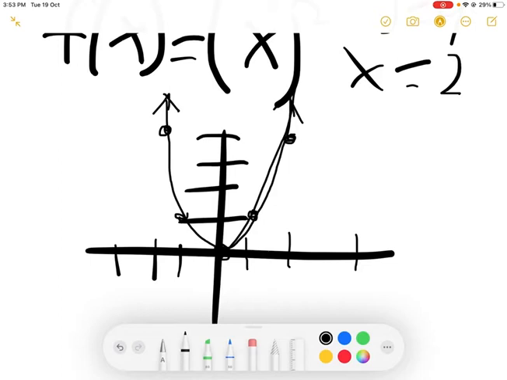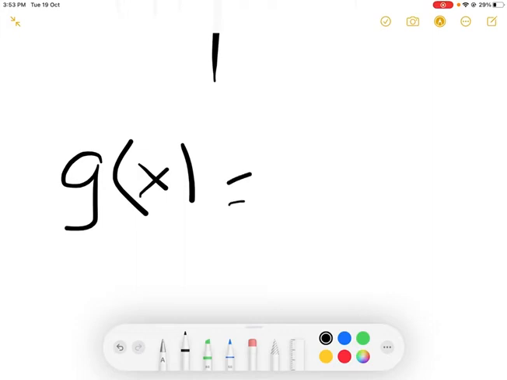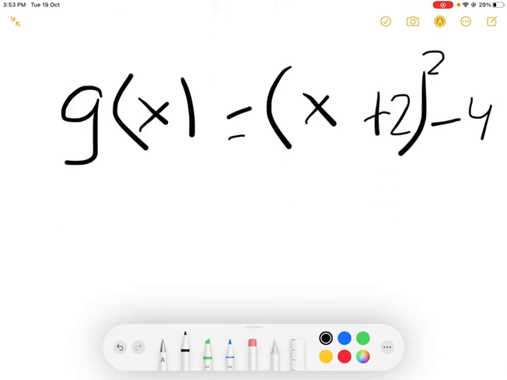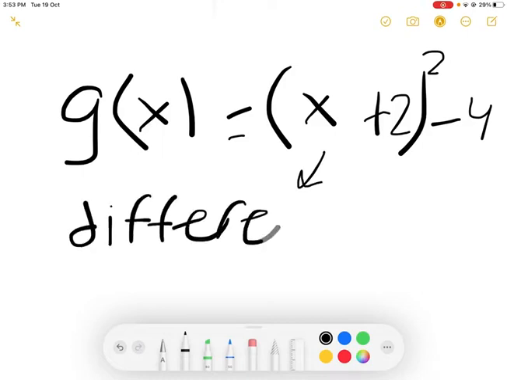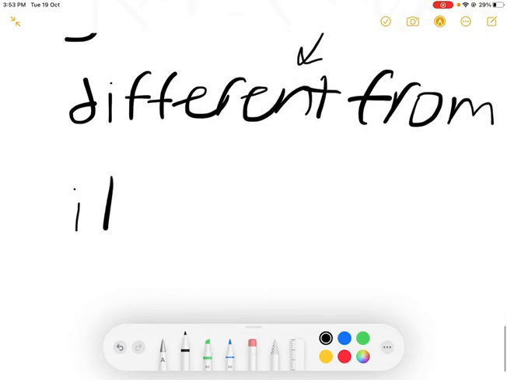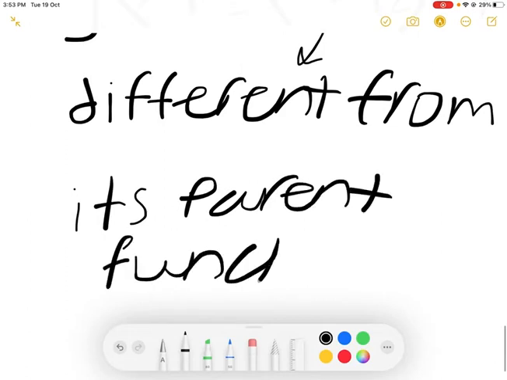Now let's talk about translations. I'm going to explain it in my own way because the book seems a bit complicated. So I'm going to use the same example the book gave: g of x is equal to (x plus 2) squared minus 4. Now we're not trying to solve the equation. We're just seeing how this is different from the main function, its parent function.